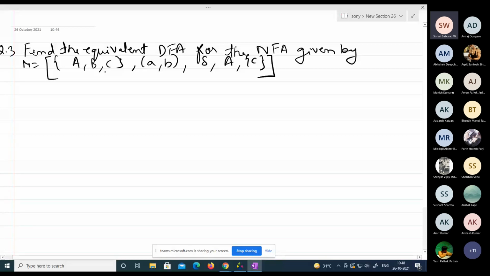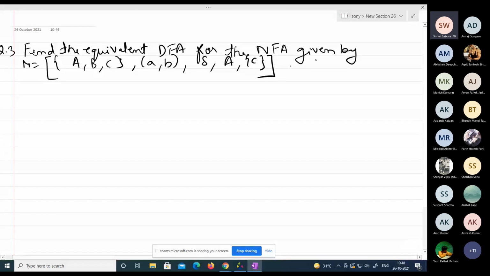So what is this ABC? You know that ABC are the states. This A, B are the inputs, that is sigma. Delta is the transition. Then you have the initial state, that is Q naught, and then you have the final state F, right? So it is in this form. But it's a slightly twisted question here, in that they have given the values themselves. So M is given by this.